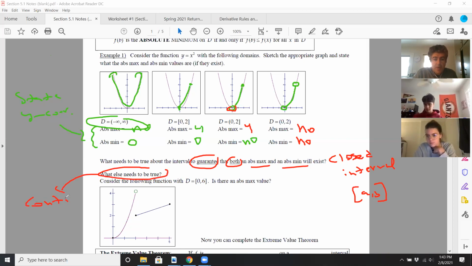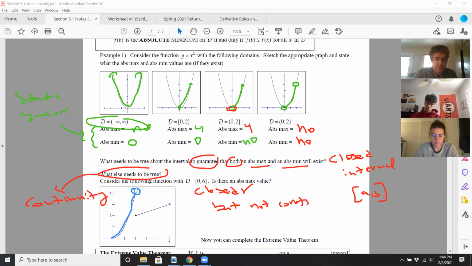You will need continuity. You might remember that from last semester. Continuity is a big deal. So consider the function down below. It is a closed interval from 0 to 6, so it's closed, great. But not continuous. So can I find an absolute maximum? Not really. We start here, we end here, and this goes very close to 4, but not exactly 4.